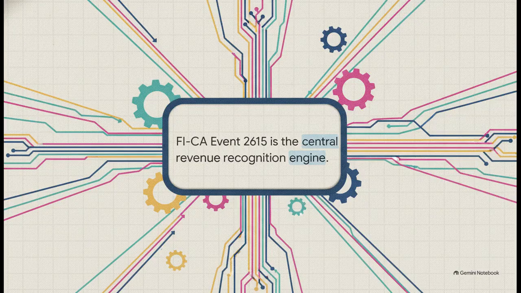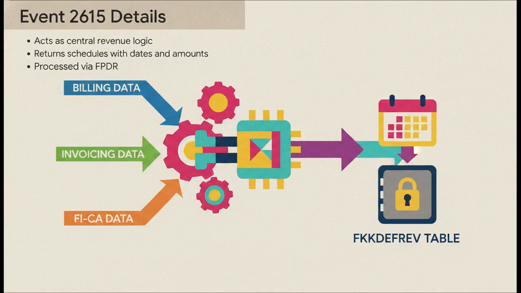But I really want to draw your attention right here, because FICA Event 2615 is arguably the most important part of this entire deferred revenue configuration. Everything we've built so far feeds directly into this specific event. Think of Event 2615 as your central revenue recognition engine. At runtime, it receives all your billing, invoicing, and FICA data. It takes all those inputs, processes them, and churns out a final revenue recognition schedule with exact dates and amounts. It then stores that schedule safely in table FKKDEFREV, which your team will later process using the Mass Activity Transaction FPDR. It's literally automated compliance built right into the invoicing flow.